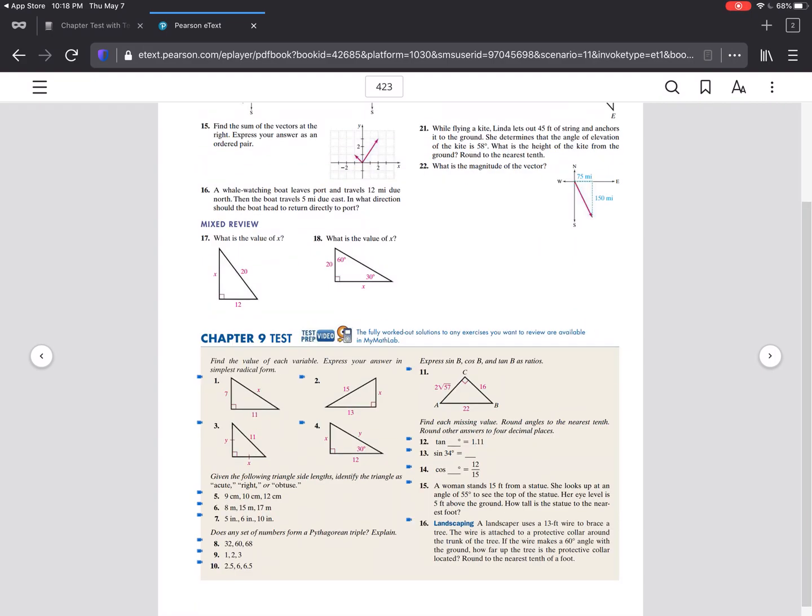So again, watch the videos for number 1, 3, 4. Mostly all the early ones will deal with the Pythagorean theorem, on the left, 1 through 10. So I want you to do 1, 3, 4, 5, 7, 8, 10, 11 through 20. All right, good luck.